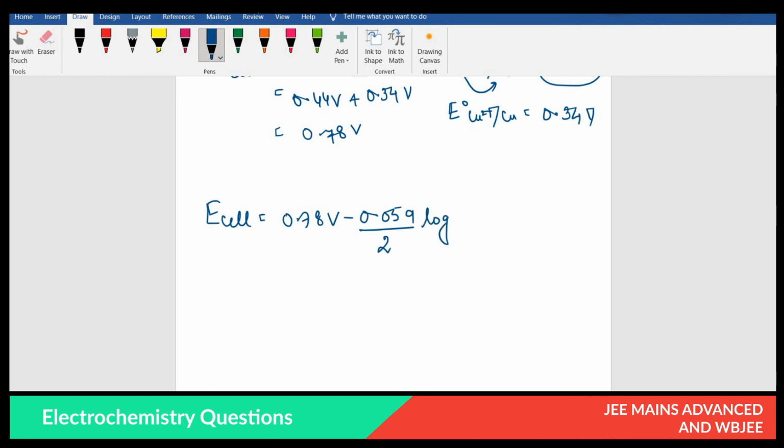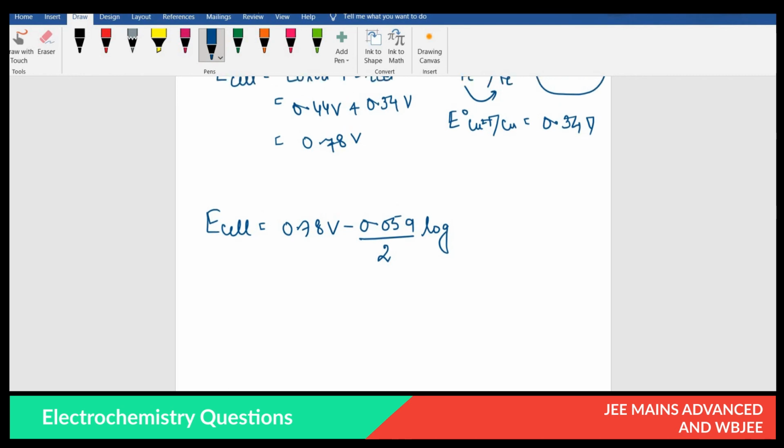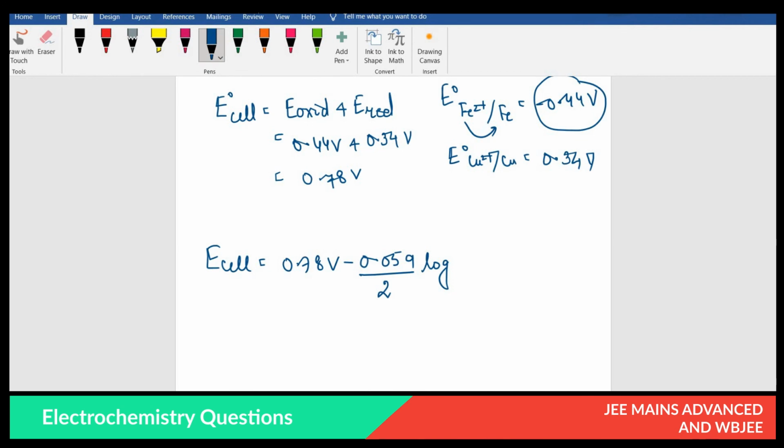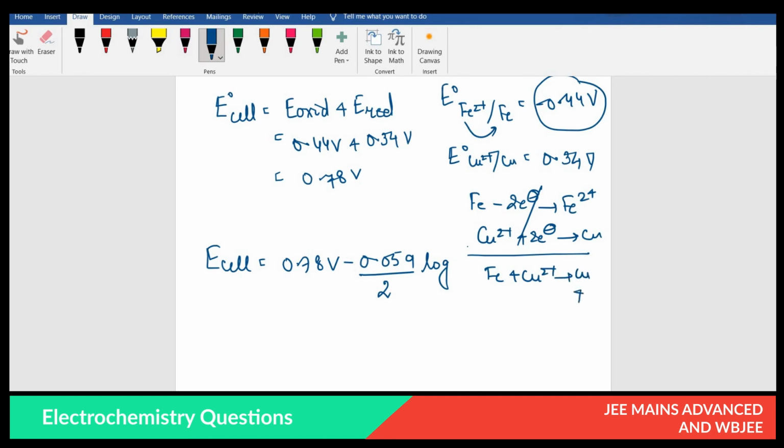Log of product will be Cu2+, right? Or rather, let us just write the equations separately so that it becomes easier for you. So Fe minus 2 electrons would be Fe2+, and Cu2+ plus 2 electrons would be Cu, right? So cancelling out the electrons, we get Fe plus Cu2+ gives Cu plus Fe2+. Is that right? So the product side would be the concentration of Fe2+, and the denominator would be the reactant side, Cu2+. Now, why have we not taken copper and iron? Because they are solids, so we consider them to be unity, right?